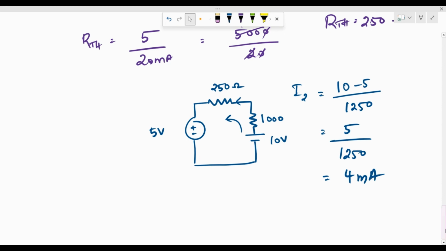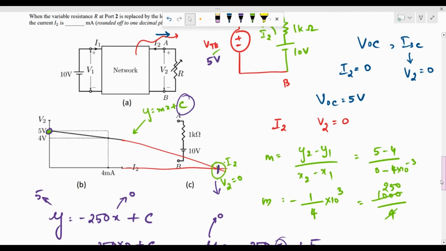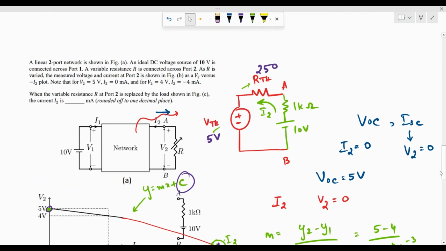So in this manner, we see that even though this problem is a two-port network problem, the concept of Thevenin's also comes into this picture, which helps us to resolve the different parameters of this network under different scenarios.